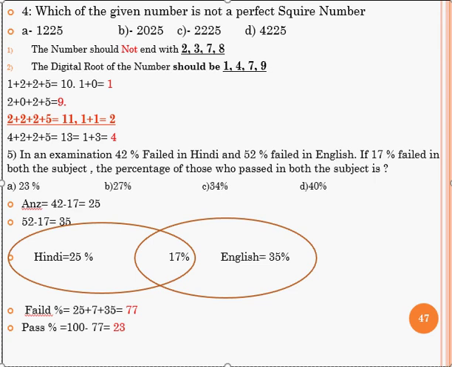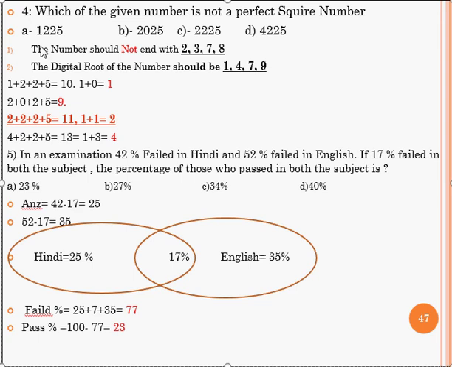So first you have to check whether the number is a perfect square or not. Two conditions should be followed. One is that the number should not end with 2, 3, 7 or 8. The second is that the digital root of the number should be 1, 4, 7 or 9. We already discussed how to calculate the digital root; go through those questions earlier. So first we check whether the number follows both conditions.